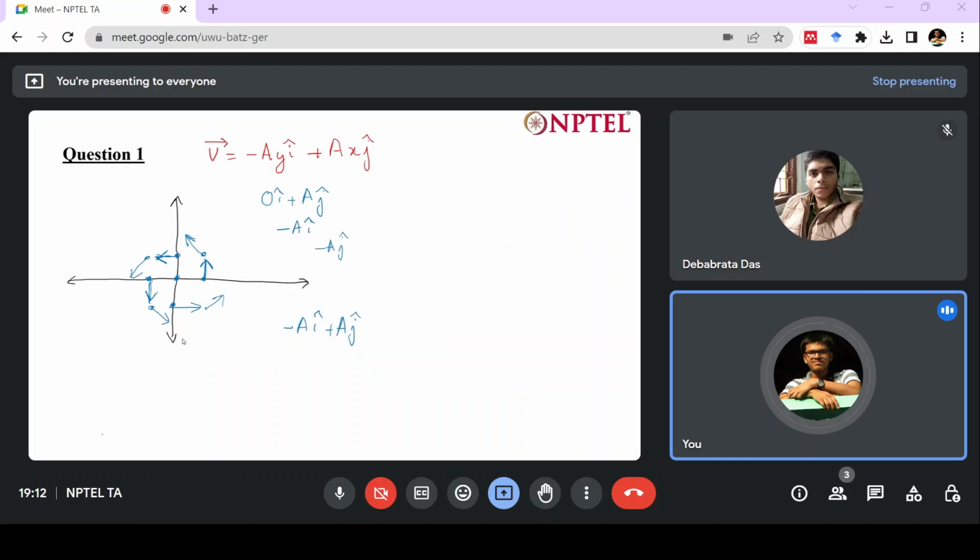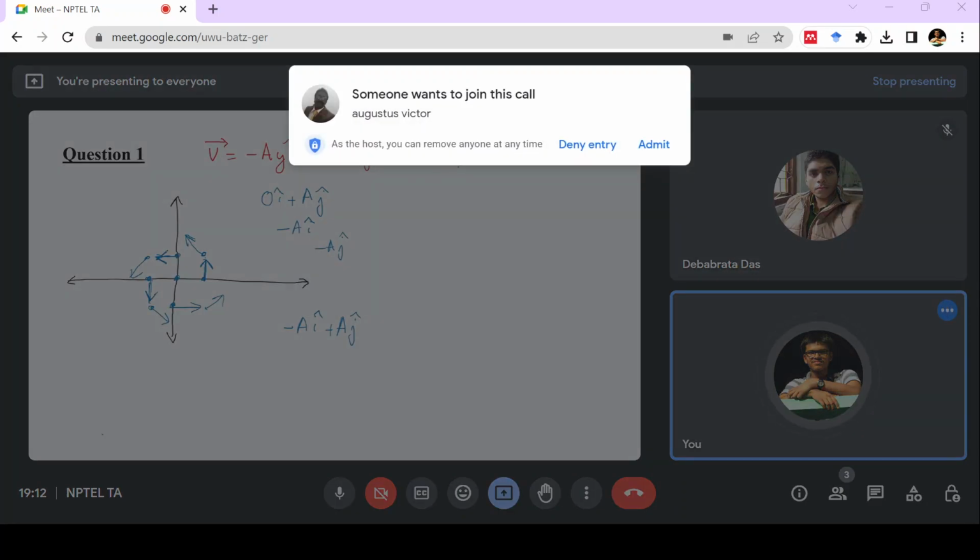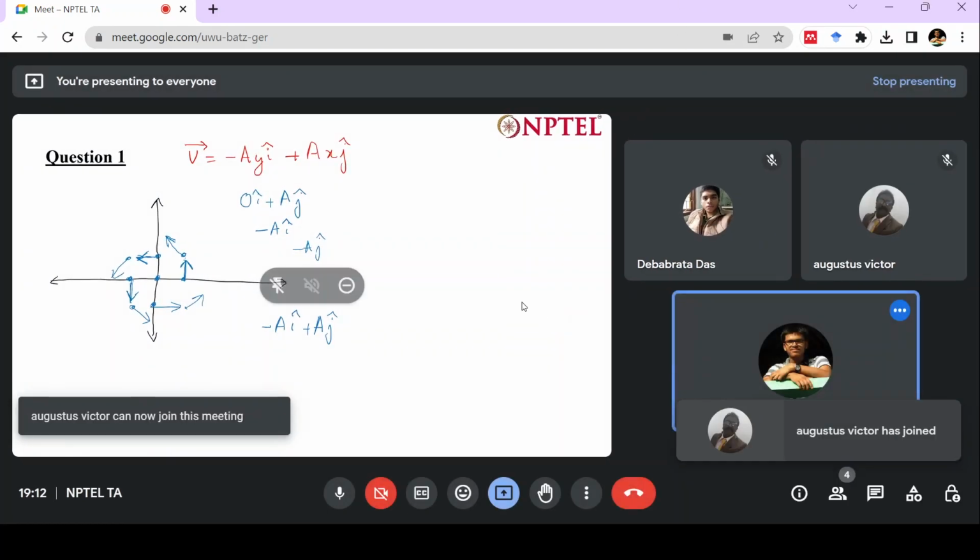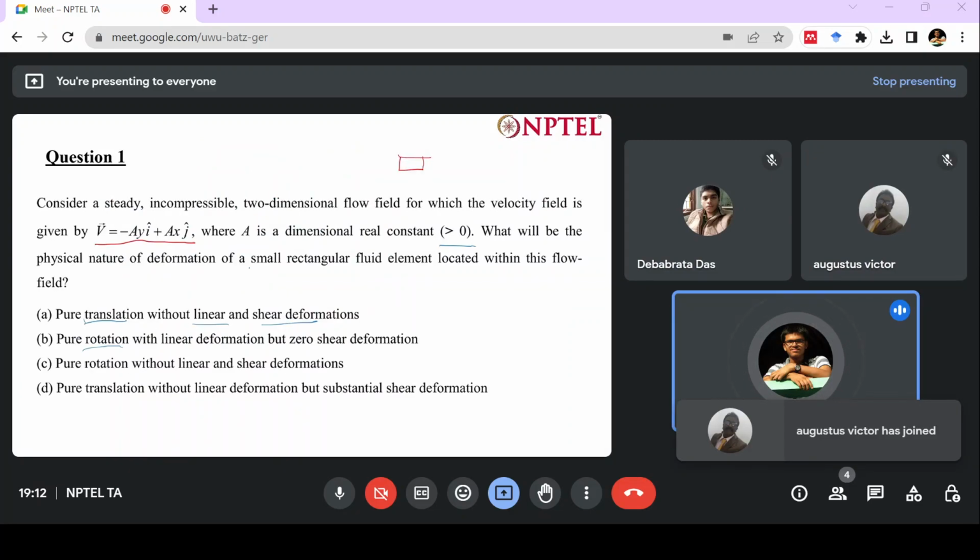For the deformations, what we generally do is try to look for the... Okay. So what we have done so far is this first question, where a velocity field is given to us, and we want to know what this velocity field's effect will be on a small rectangle that is inside this fluid.